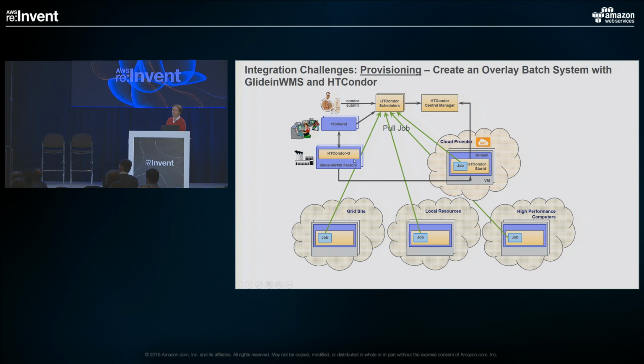Resources are provisioned at grid sites, local resources, high-performance computers, and of course also clouds. What is submitted to the cloud is a request to instantiate a virtual machine with a piece of Condor that will report back to a central manager on the top right. More and more resources will be accumulated there, and then with a matchmaking algorithm, the scheduling of the jobs to resources will be negotiated.